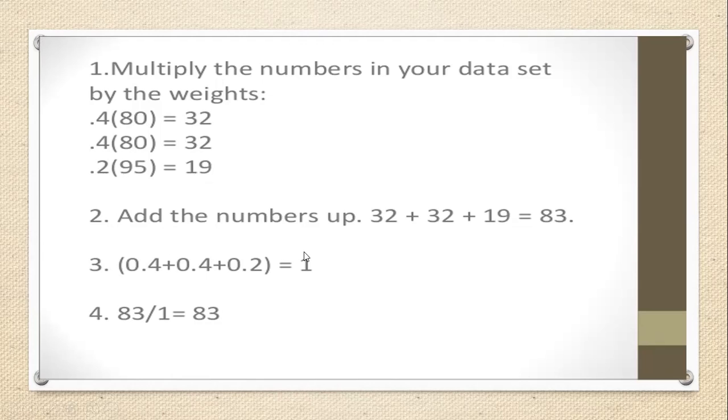Now add the numbers up. 32 plus 32 plus 19 equals 83. This is the sum of wx, the sum of the product of the weight and the x. The sum of the weights is 0.4 plus 0.4 plus 0.2, which equals 1. So 83 divided by 1 equals 83. This is the weighted mean of the given data.